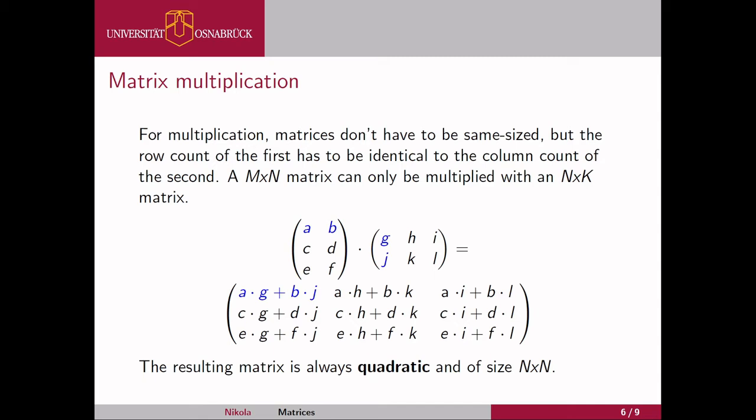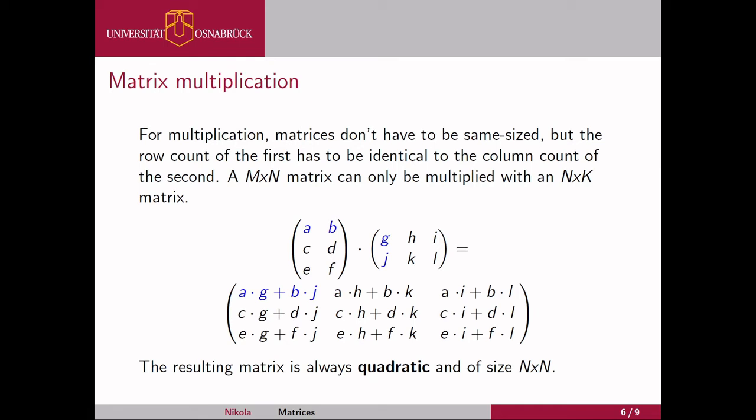So take the blue example here. We have first row and first column. So we take the first row of the first matrix, which is A B, and the first column of the second matrix, which is G and J. So we multiply A times G, and then we add B times J. And if we had more values, then we would add all of them up.